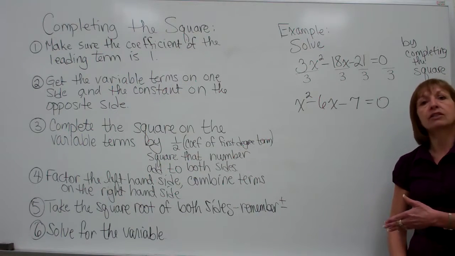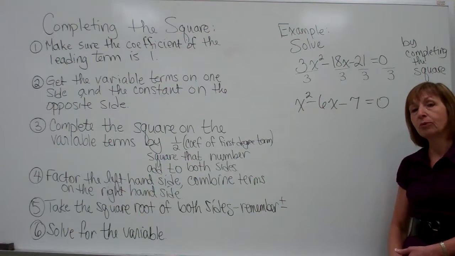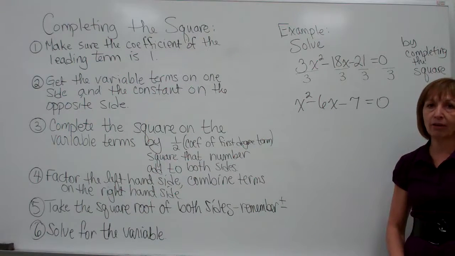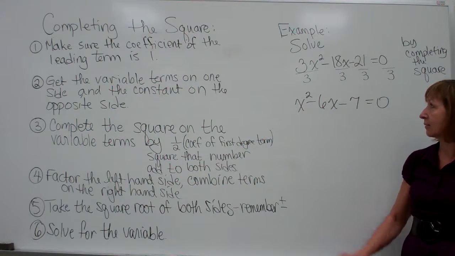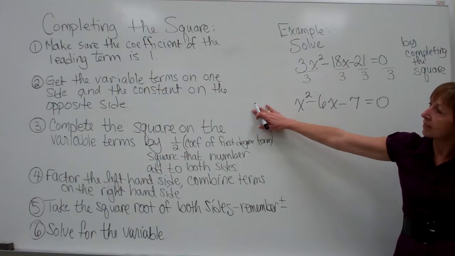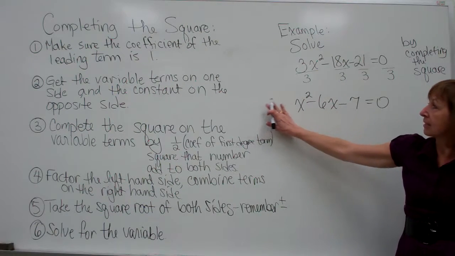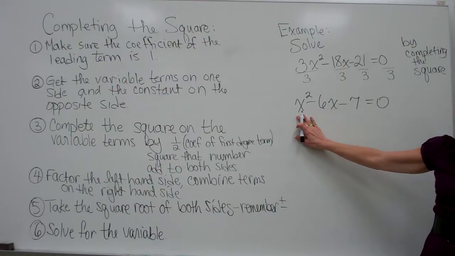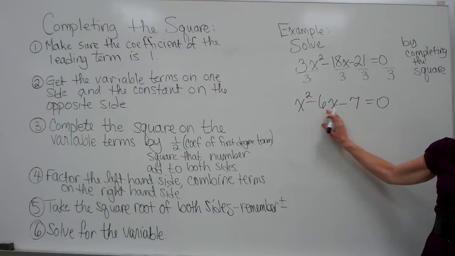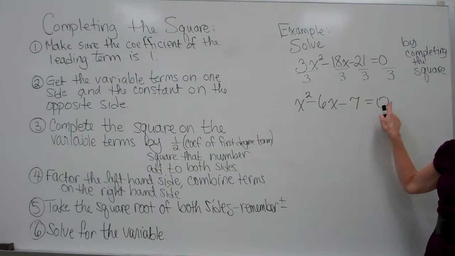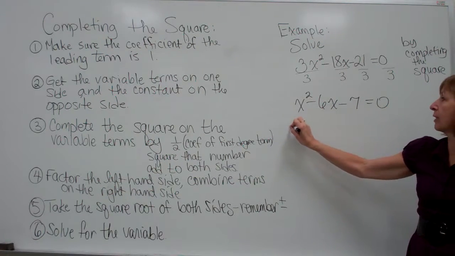But again, we're trying to learn how to do the completing the square process in this segment so that it's in place when we need it for other applications in mathematics. So we're going to continue on with the next step. Now it says to get all the variable terms on one side and the constant on the opposite side. So x squared is a variable term, the minus 6x is a variable term, but this minus 7 is a constant. So I'm just going to add 7 to both sides to get it separated to the other side.